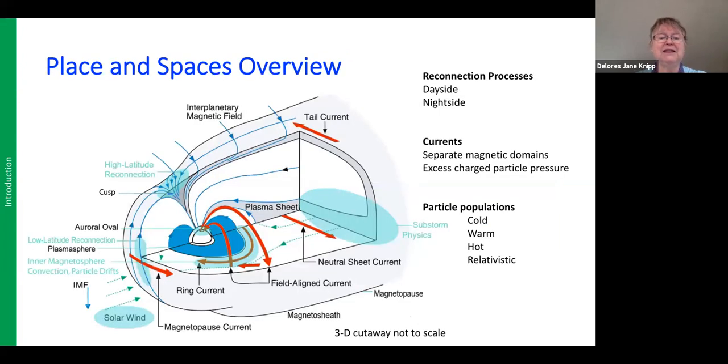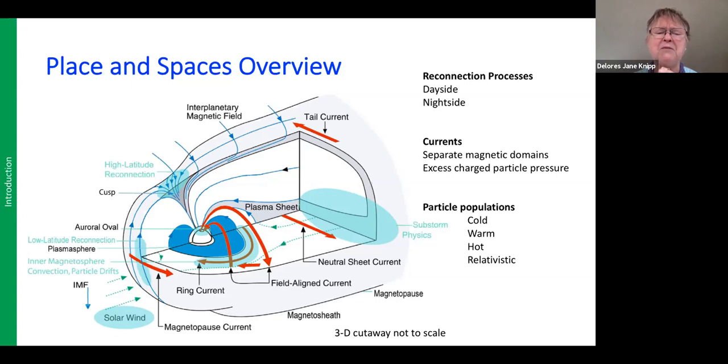So the places and spaces, a really classic overview. I think this was originally published in Russell and Kivelson and Russell in 1995, but probably this diagram has a history before that. But I just wanted to point out that we're going to try and have some discussions about anything that's in color here.